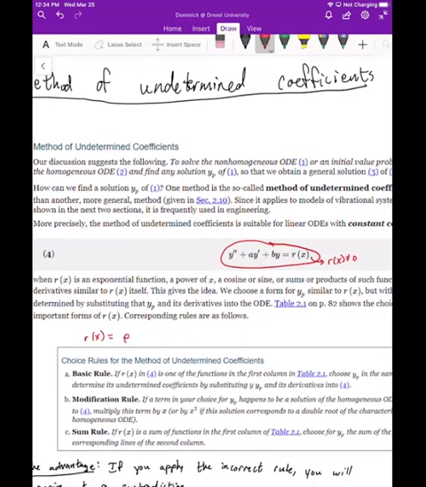Now, this method is going to work if R of X is like an e to something, so we'll say e to the lambda x, or if it's like a polynomial, so we'll say a sum of a_k x to the k, or if you have like cosine and sine terms, or like a combination of these, right? And the reason behind this is because the derivatives are similar to the original function. So that's going to be one thing that's sort of convenient for using this method.